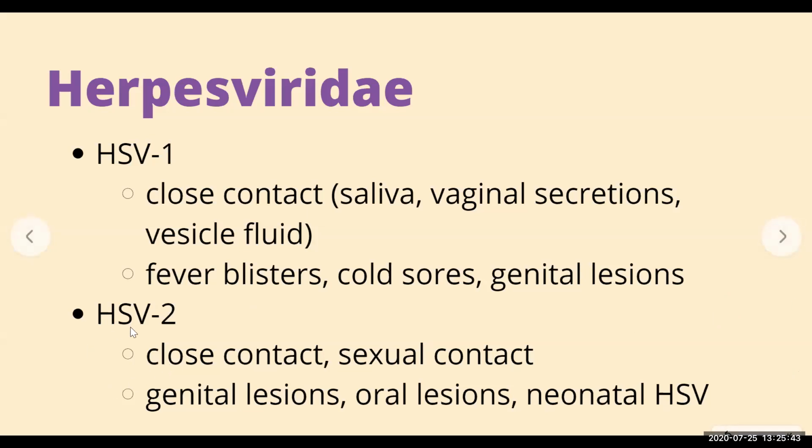Now, your herpes simplex virus 2 is the one that you get really from sexual contact, no? And close contact. So this is the one that is causing your genital herpes, oral lesions, and neonatal herpes simplex virus. While HSV-1 is more on the cold sores. Ang genital herpes is the HSV-2. So that is the difference, but still they are under the same family of Herpesviridae.